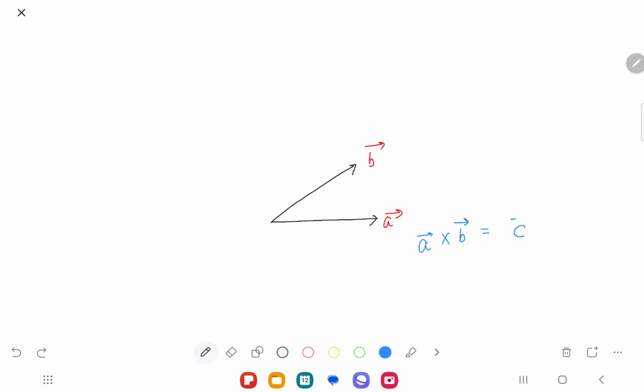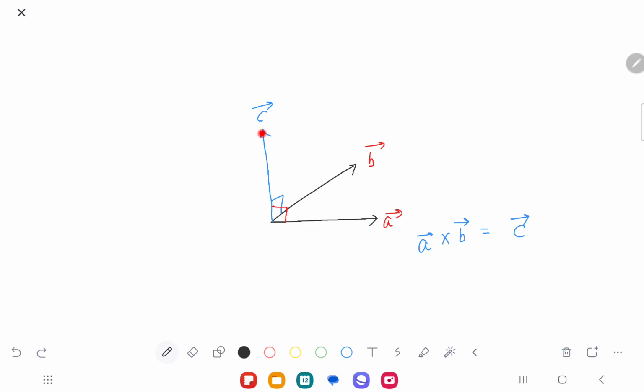A third vector C, and that third vector C would be perpendicular to both A and B. So the C vector is perpendicular to the A vector as well as the B vector. That's what A cross B basically means. You understand? Right? So this is what we calculated.